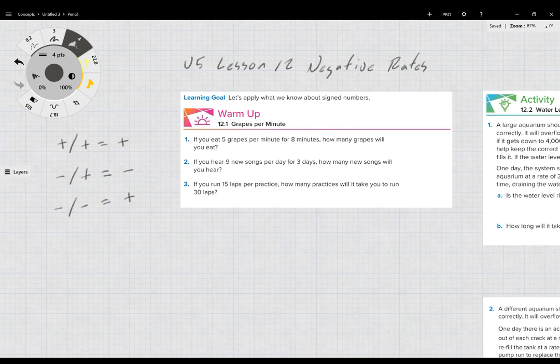So let's get into our warm-up. Our learning goal today is let's apply what we know about signed numbers. So we're looking at everything that we know about signed numbers with multiplication, addition, subtraction, and division.